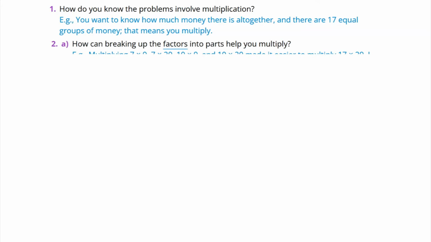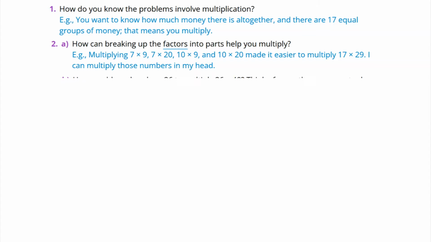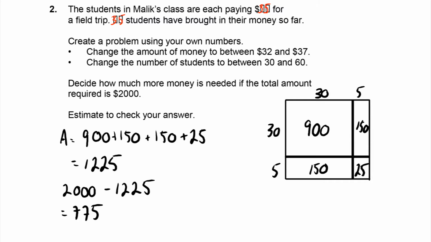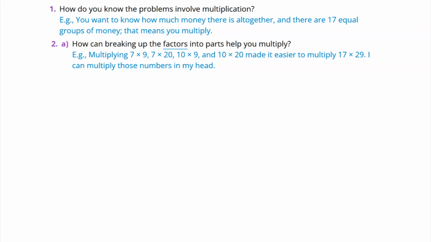How can breaking up the factors into parts help you to multiply? Well, we saw that multiplying 7 times 9, 7 times 20, 10 times 9, and 10 times 20 made it easier to multiply 17 times 29. So I can multiply those numbers in my head. Just as in the previous example, here 30 times 30, 30 times 5, those are easy numbers to multiply. So breaking things up into smaller component pieces makes the multiplication easier.